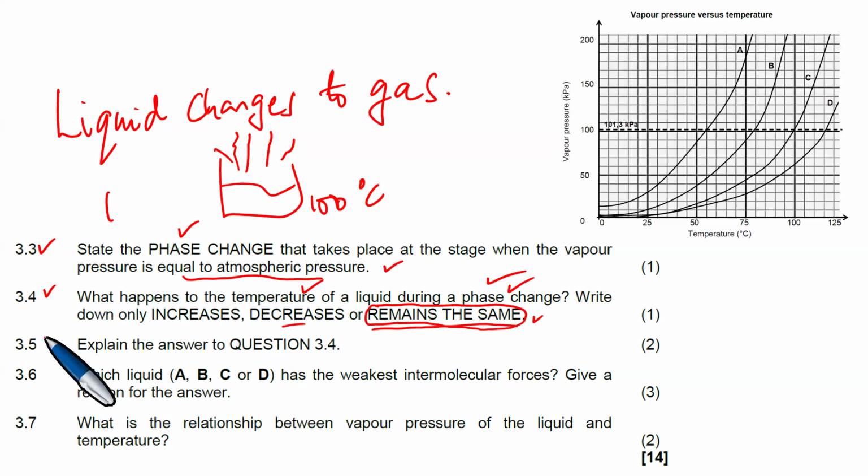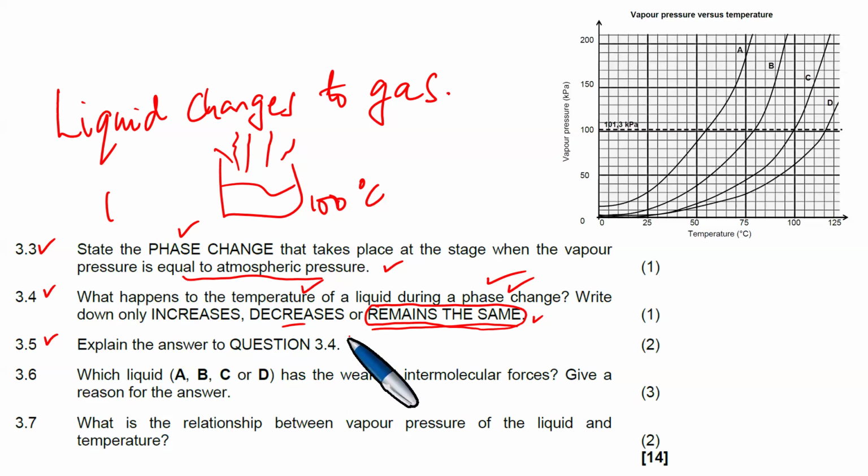Okay, let's look at 3.5 now. Explain the answer to question 3.4. That is question 3.5, and you're asked to explain the answer to that question. And the explanation is as follows.